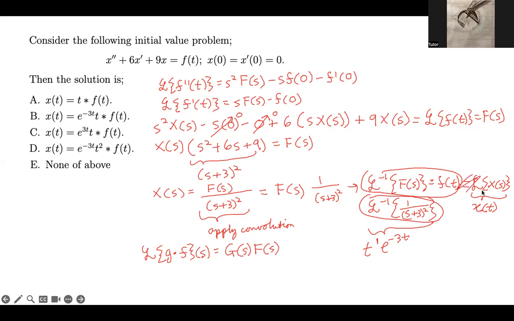And then x of t will just be equal to f of t times t times e to the -3t, which is equal to b, as we see over here. And thus b is the correct answer.